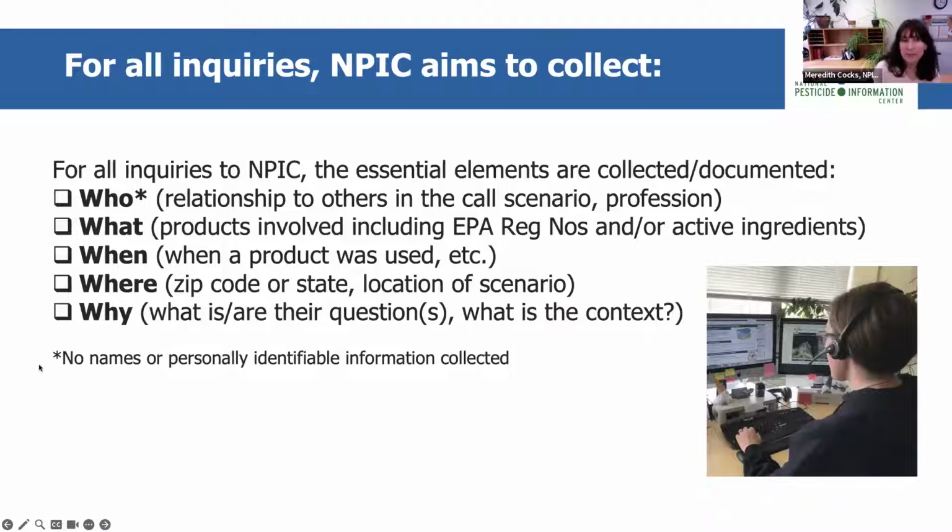And so for all inquiries, NPIC aims to collect the essential elements. We collect information about who the caller is and other key people involved in the scenario. That might include information about the caller's profession if that's relevant. We collect as much information as we can about products involved, ideally an EPA registration number, but it's also common that callers do not have that on hand. We describe other relevant details about the timeline or when a product was applied. And we do strive to get the zip code from all of our callers so we can keep that location in our database and so that people can query our database based on zip code, location, and state.